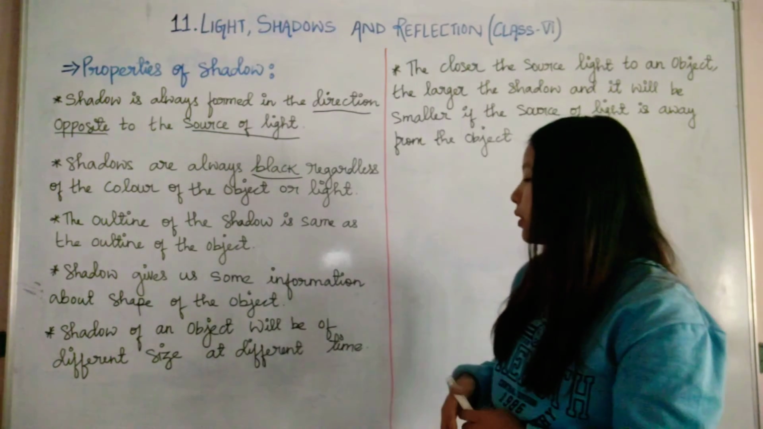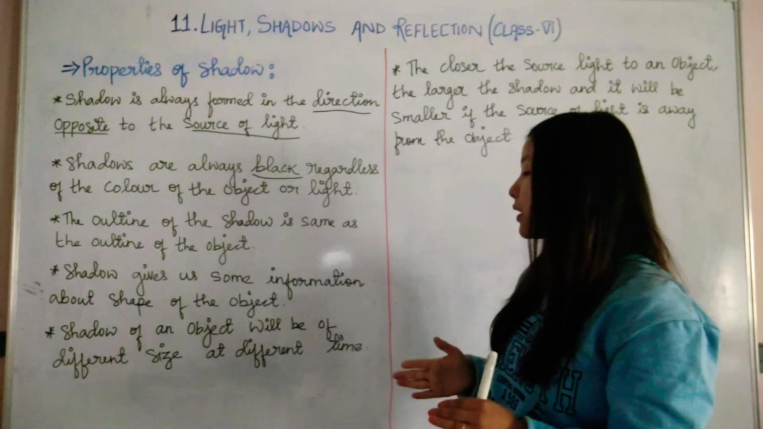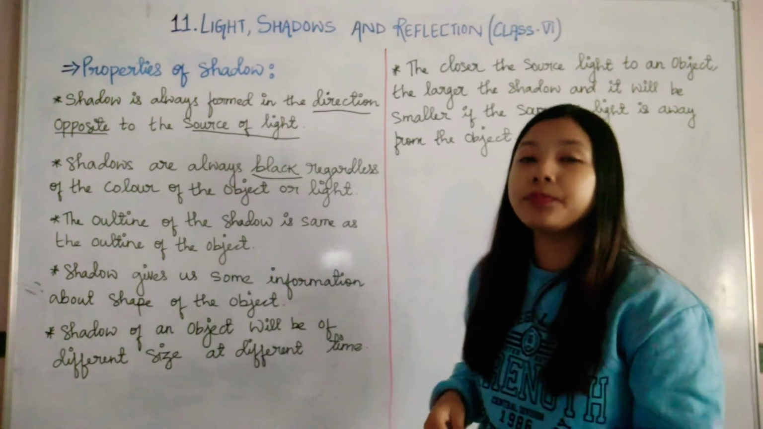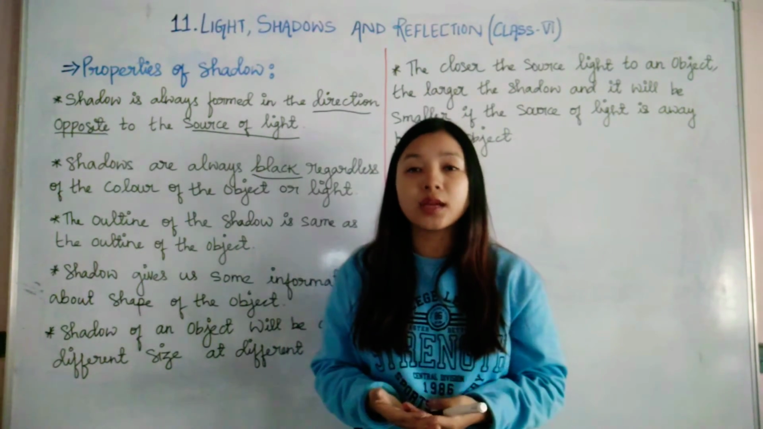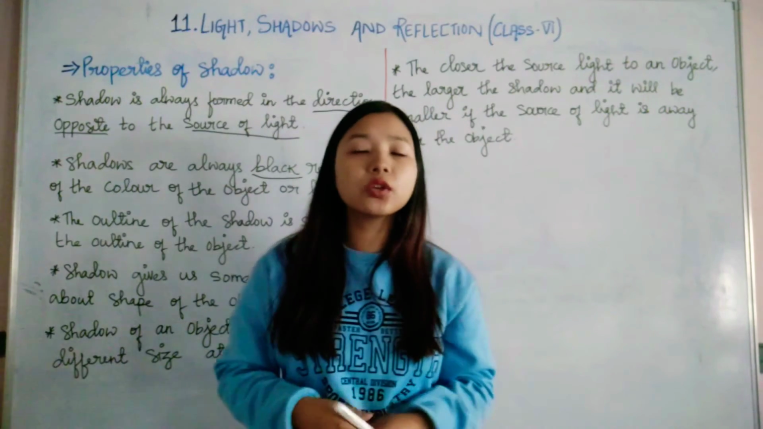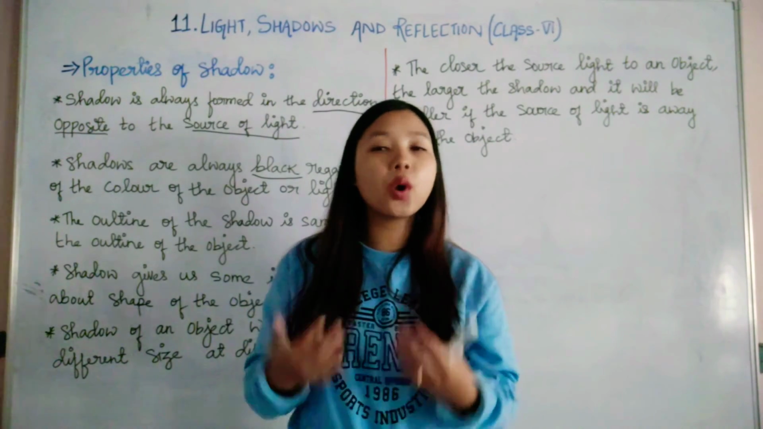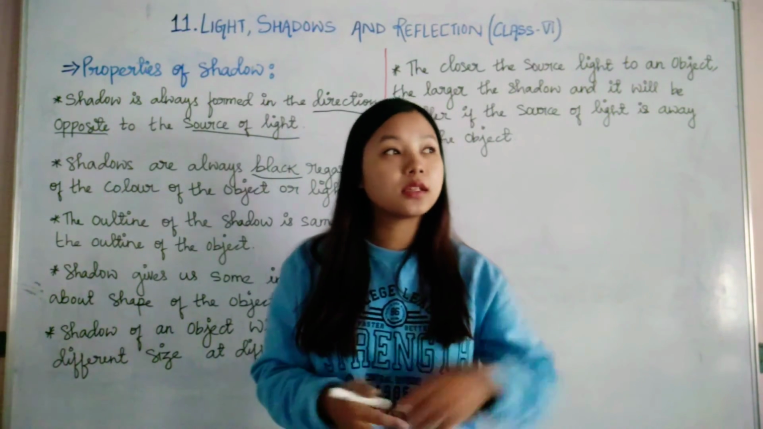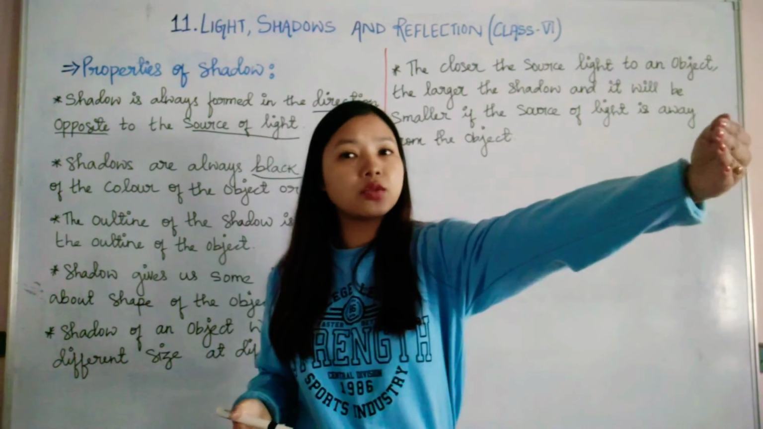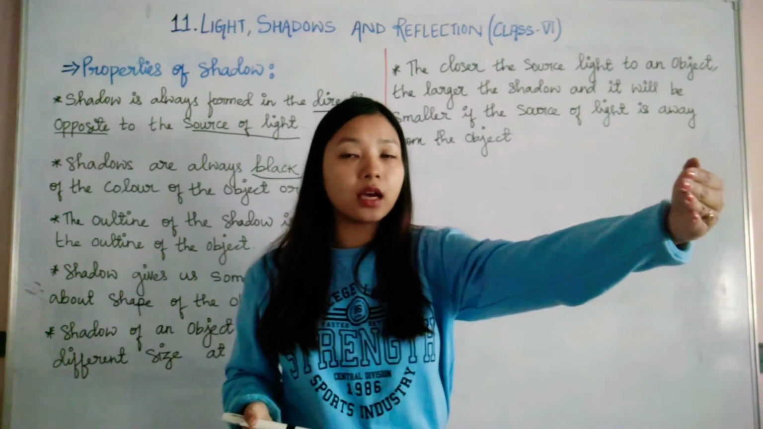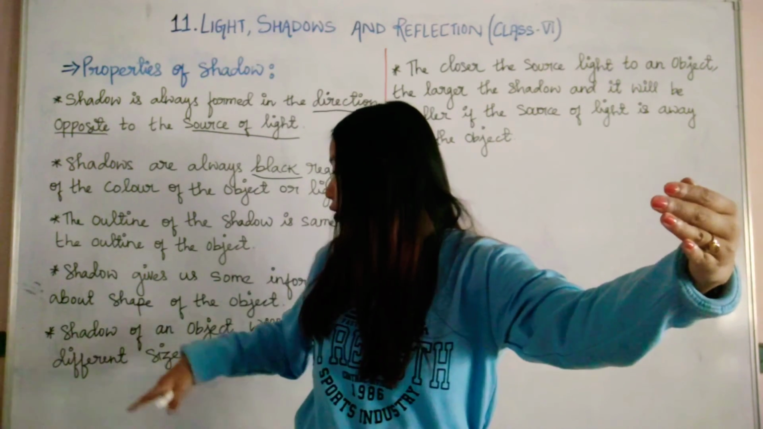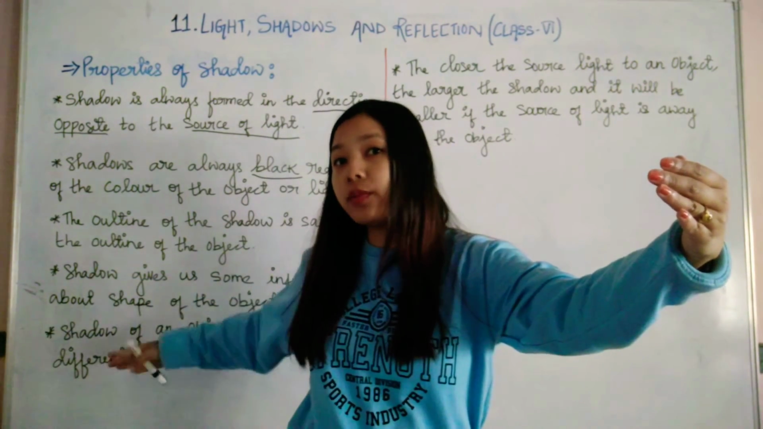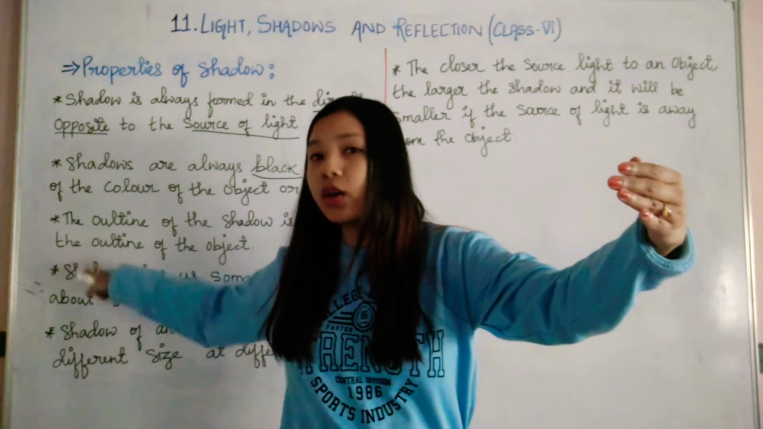The shadow of an object will be of different size at different times. What does it mean? Let's say you are coming out of your home early in the morning. The sun is just rising, and this is the direction of the sun. You will see the size of your shadow behind you. It will be elongated.